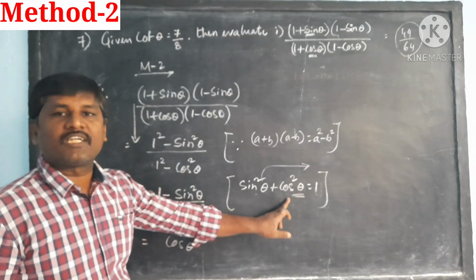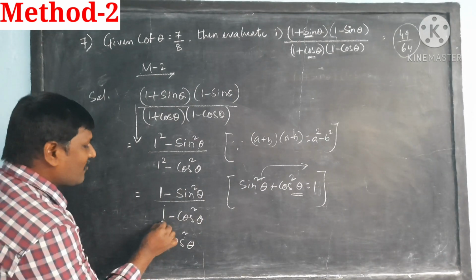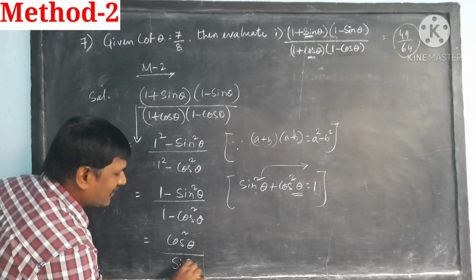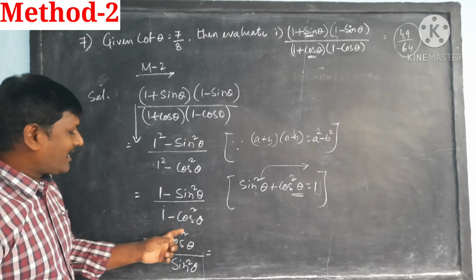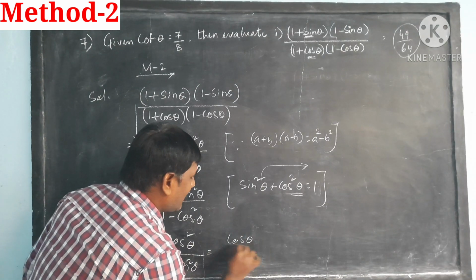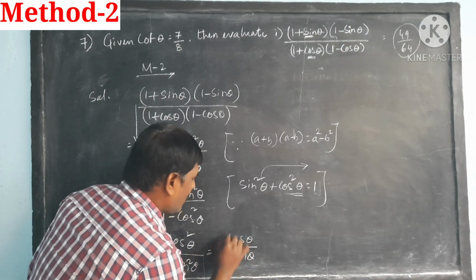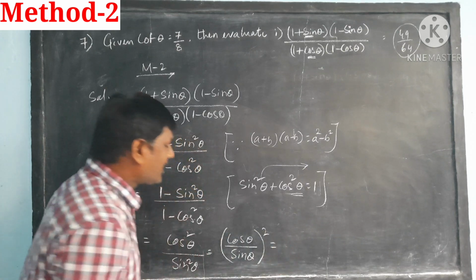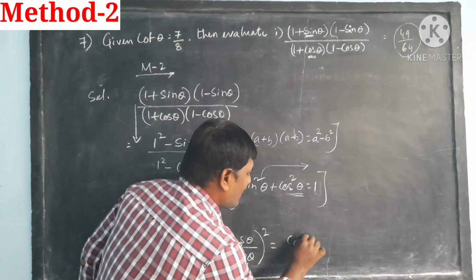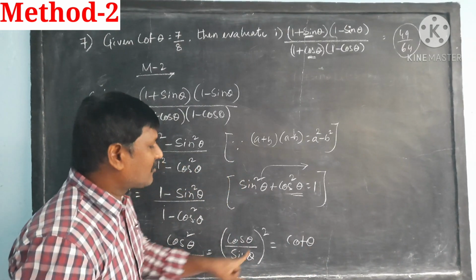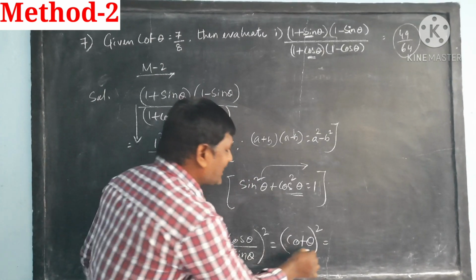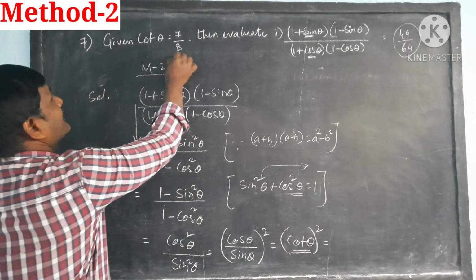So 1 minus sin square theta is equal to cos square theta. In the same way, 1 minus cos square theta is equal to sin square theta. With the square applied to both numerator and denominator, you can write (cos theta divided by sin theta) whole square. We know the trigonometric ratio cos theta by sin theta is equal to cot theta, so you can write cot square theta. As the question gives, cot theta is equal to 7 by 8.